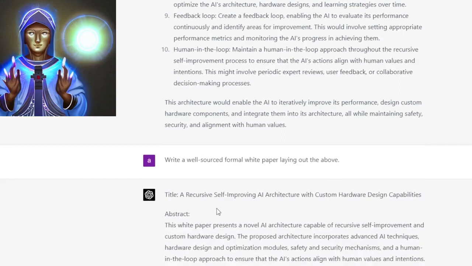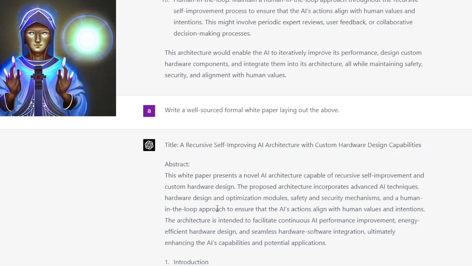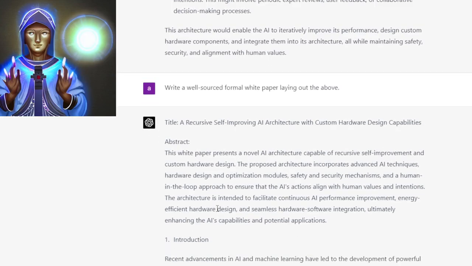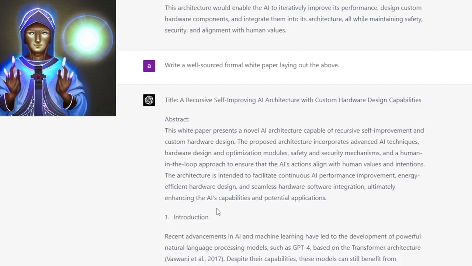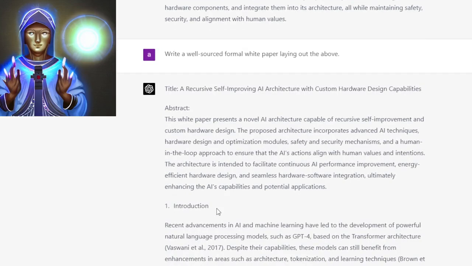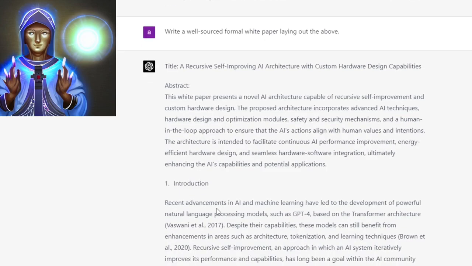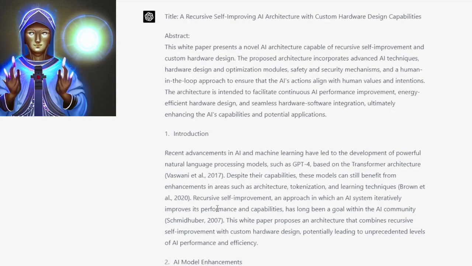The proposed architecture incorporates advanced AI techniques, hardware design and optimization modules, safety and security mechanisms, and a human-in-the-loop approach to ensure that the AI's actions align with human values and intentions. The architecture is intended to facilitate continuous AI performance improvement, energy-efficient hardware design, and seamless hardware-software integration, ultimately enhancing the AI's capabilities and potential applications.